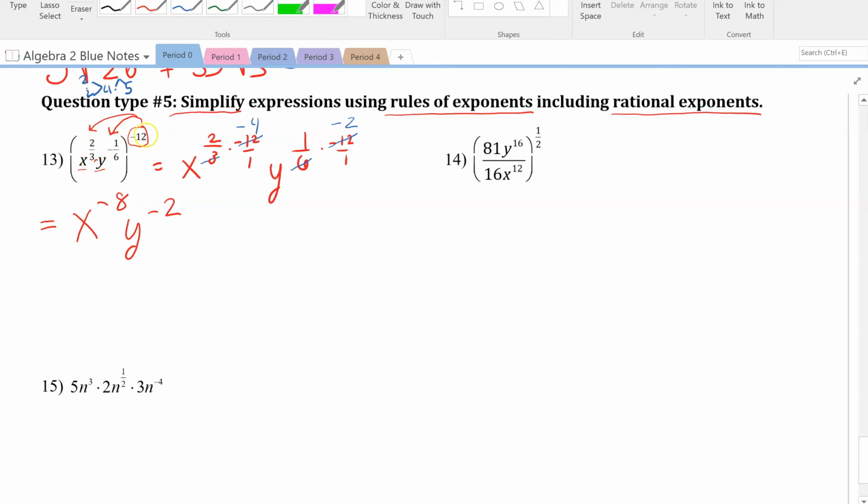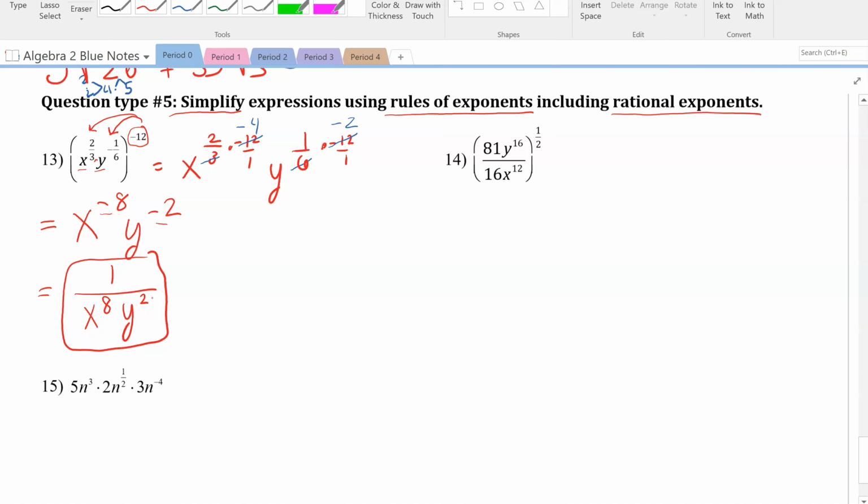Oh, by the way, yes, that's the other thing. When you raise one power to another higher power, those powers multiply. That's what I meant to say. That's why I multiplied 2/3 with negative 12 and 1/6 with negative 12. But now that I have these remaining negative exponents, I have to remember what that means, which is to take the reciprocal of both of those. So they both end up in the denominator. And then when you take the reciprocal, you make those powers positive. So the final answer for number 13 ends up being 1 over x to the positive 8 times y to the positive 2.